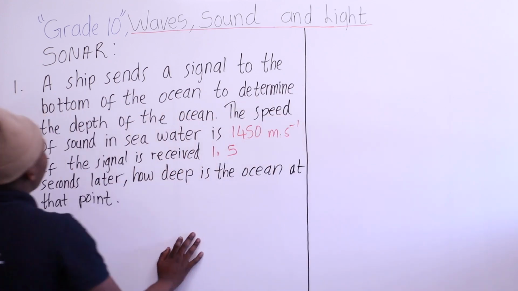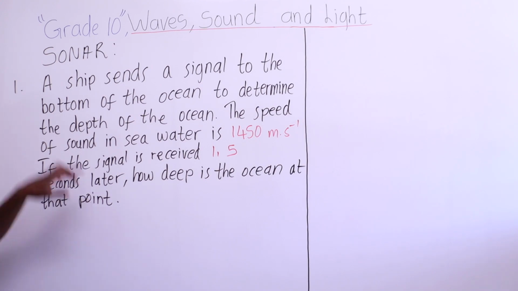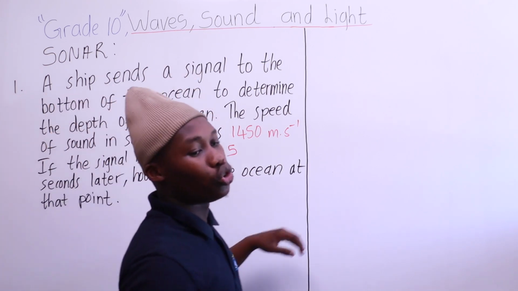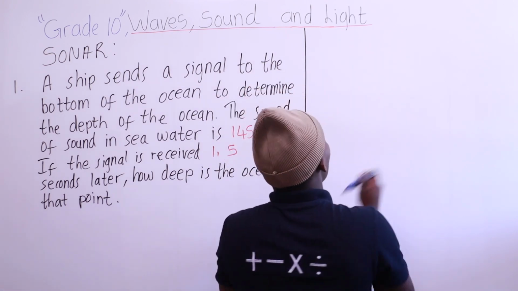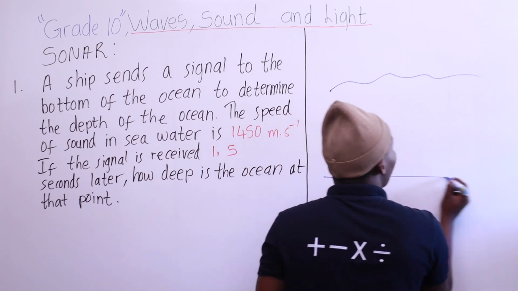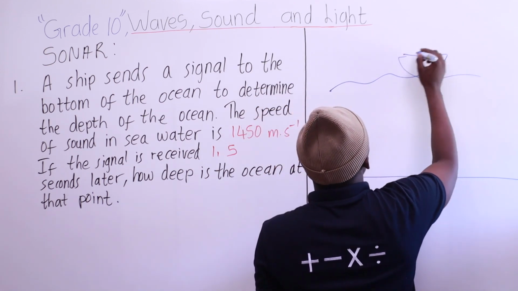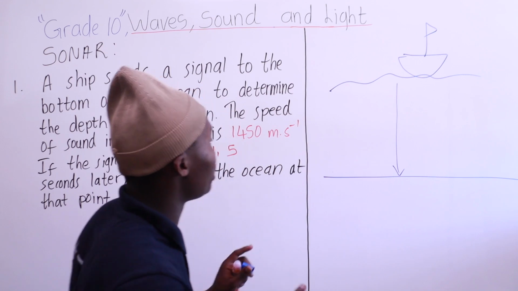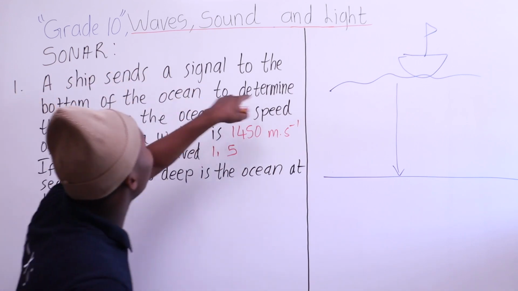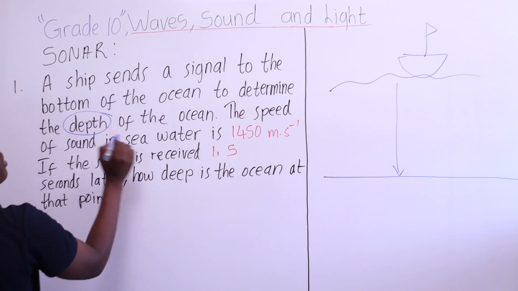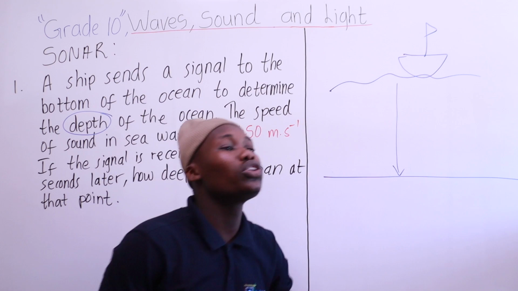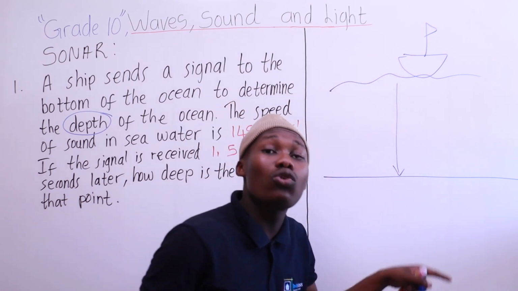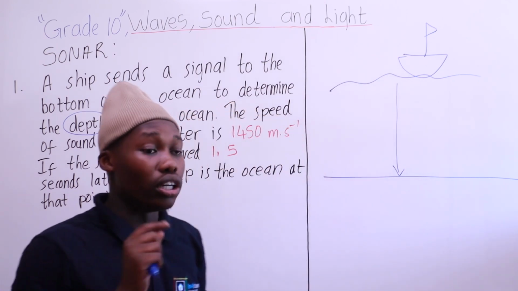Okay. Now the question is talking about SONAR. It says a ship sends a signal to the bottom of the ocean, which means the ship sends out a signal going down to the bottom of the ocean, to determine the depth of the ocean. The depth of the ocean means how deep the ocean is at that point. When you go from the ship down to the bottom, how many meters do you travel? That is what they are saying.